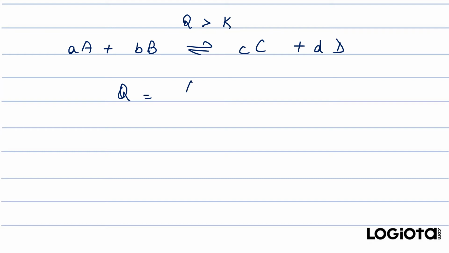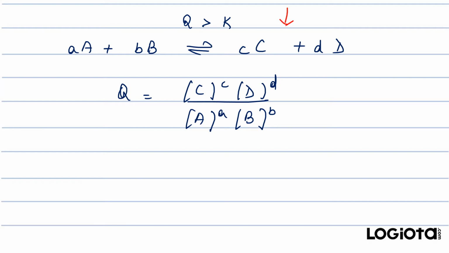First let's see when Q is greater than K. Let's consider the same reaction, A plus B is in equilibrium with C plus D, and the equation for the reaction quotient is Q is equal to [C]^c [D]^d upon [A]^a and [B]^b. I already told you that if Q is greater than K, then it tries to decrease itself so that Q becomes equal to K.